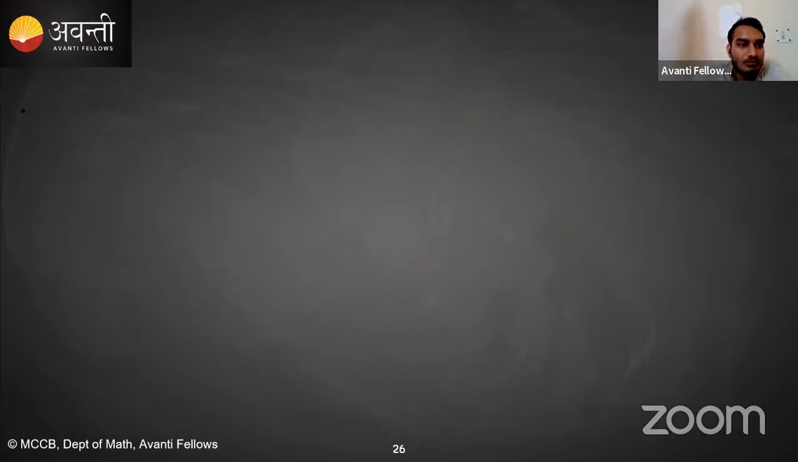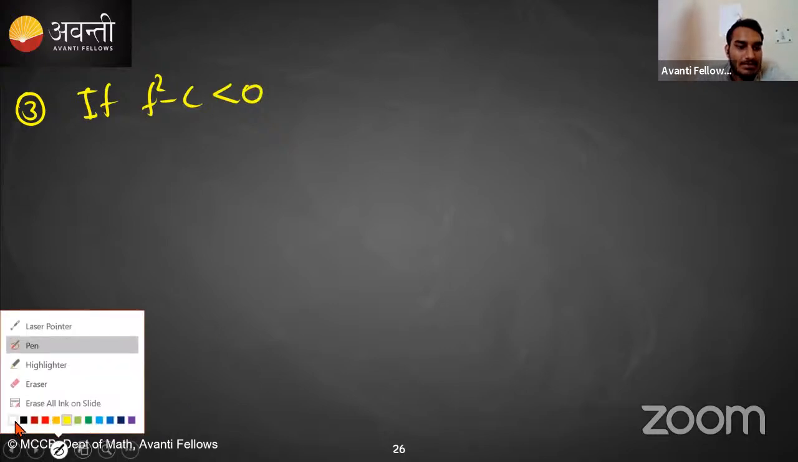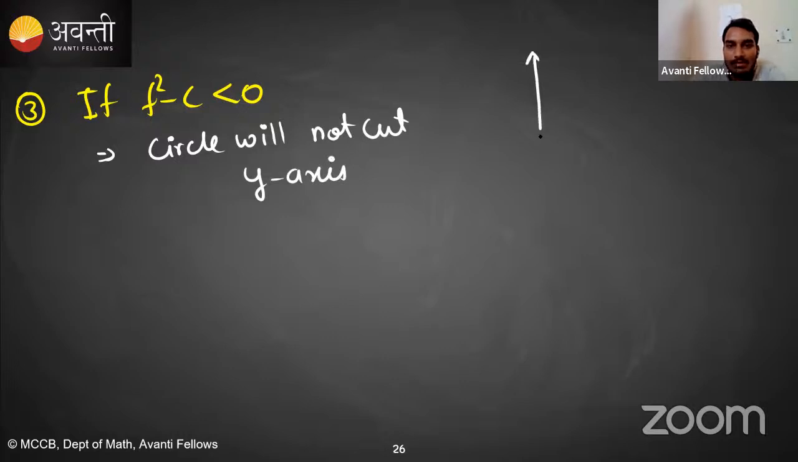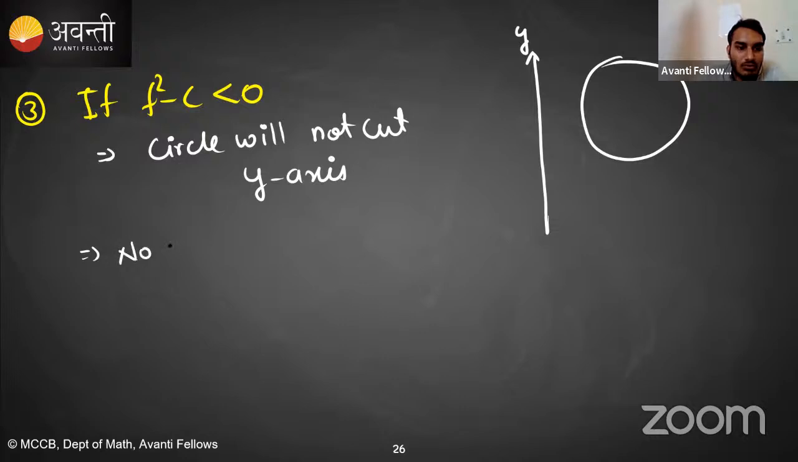Similarly, third case is if f square minus c is less than 0. If f square minus c is less than 0, so it implies circle will not cut y-axis. So it implies it's something like this. Y-axis is here and circle is, let's say, here. So there is no y-intercept. No y-intercept exists. Okay. See, there is a difference between no y-intercept exists and 0 y-intercept.